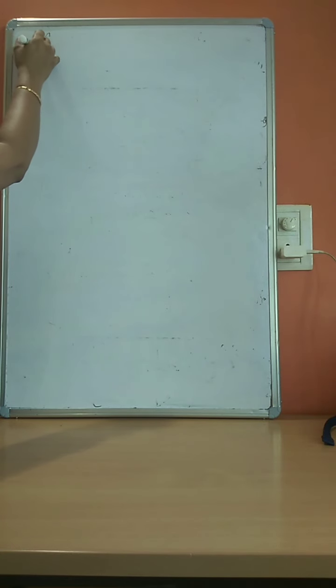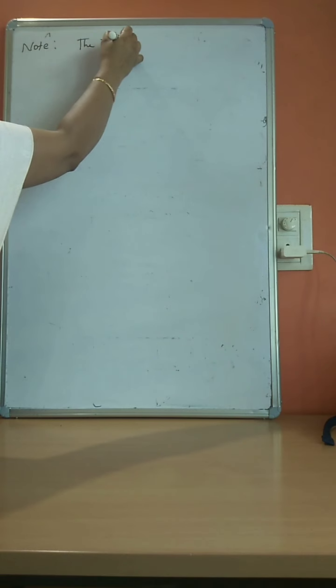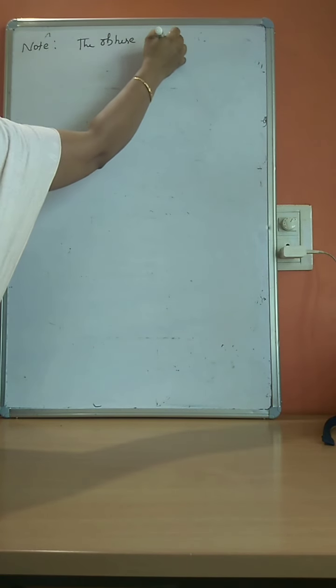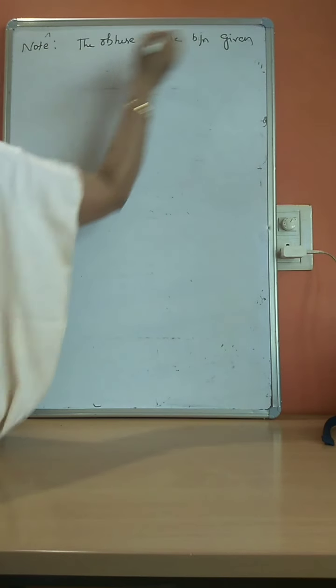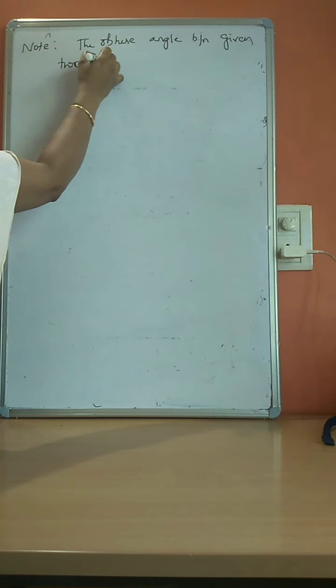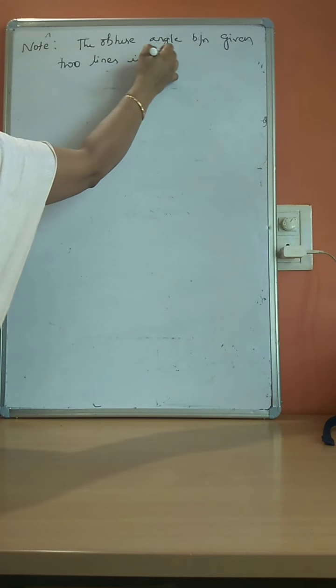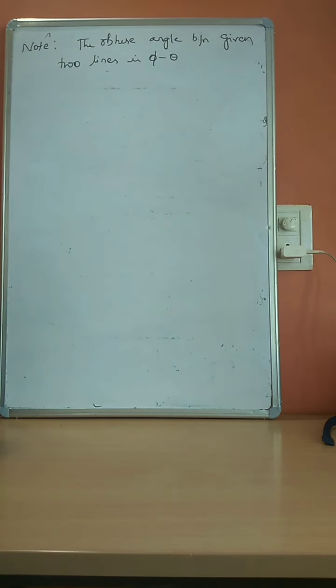ಒಂದು ನೋಟ್ ಹಾಕೊಳ್ಳೋಣ. Note the obtuse angle between given two lines is phi minus theta. Okay, the obtuse angle between given two lines is phi minus theta.